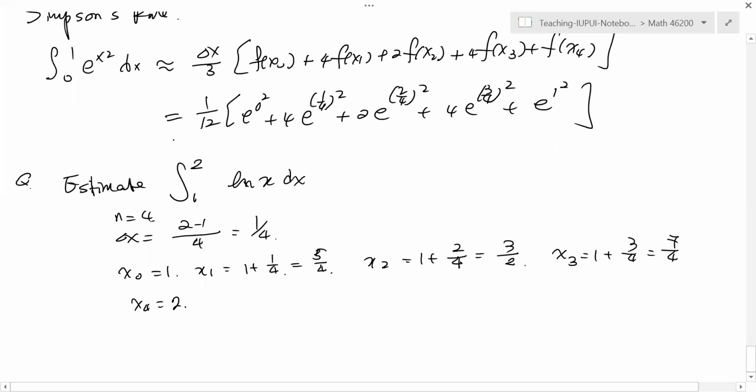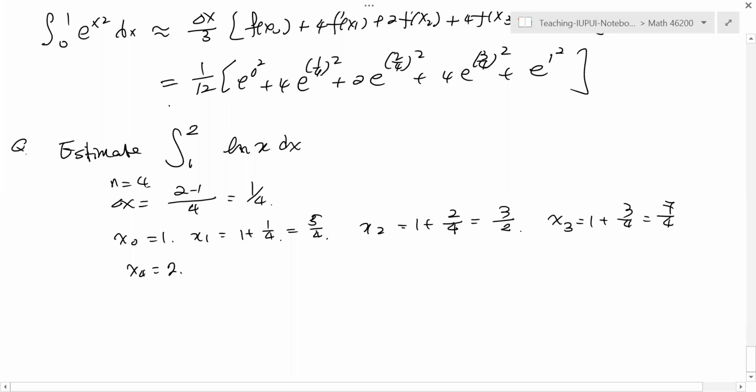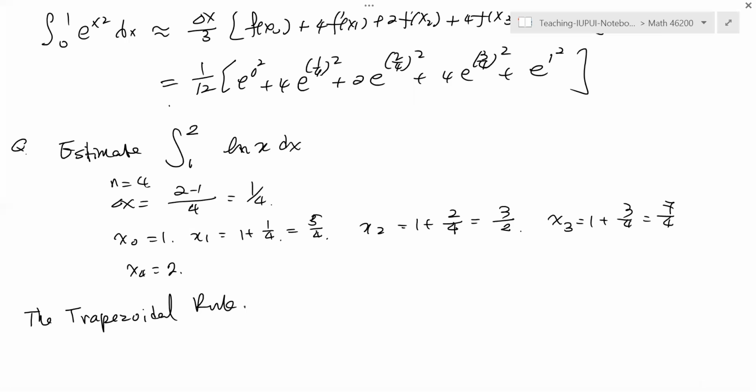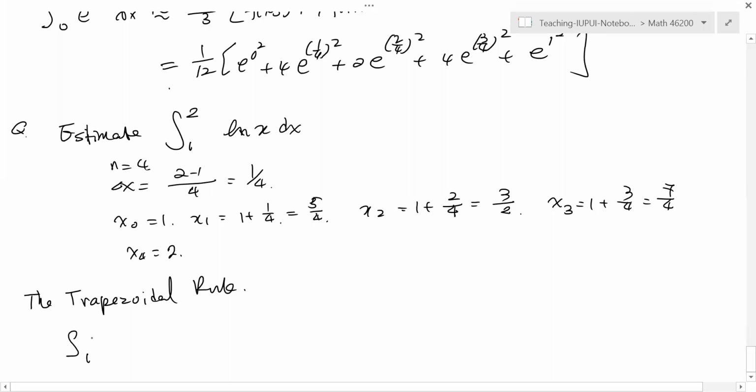So you write down all the numbers. Then we can use, let me write down, the trapezoid rule. Now, if I ask you to use the trapezoid rule to approximate this integral, what you should do is write down x0, x1, x2, x3, x4 first. Then you write down the formula. This is going to be approximated by the delta x, right?